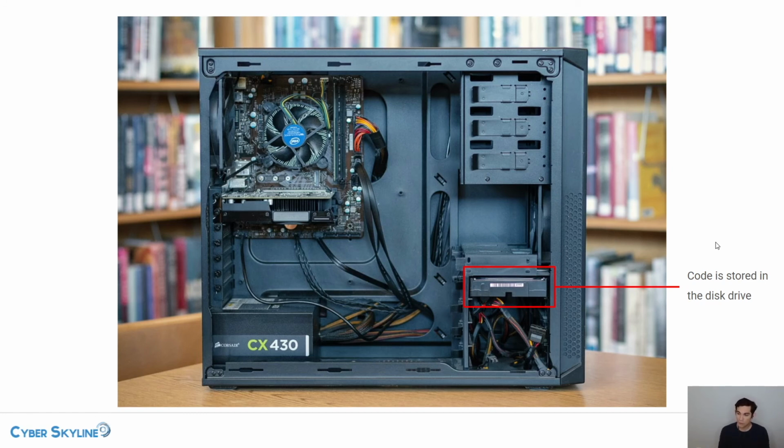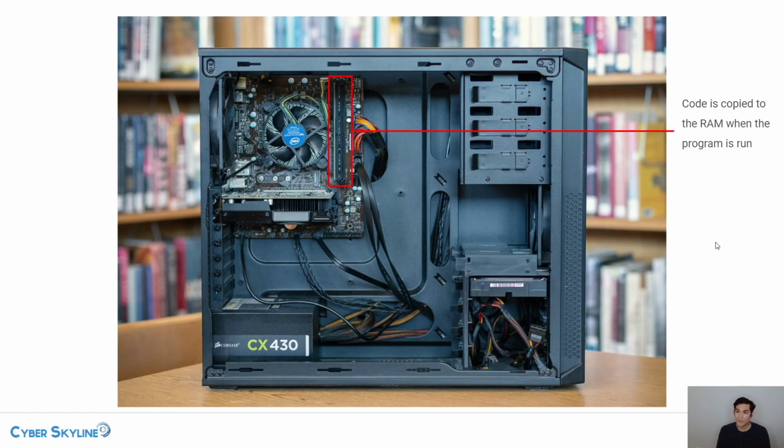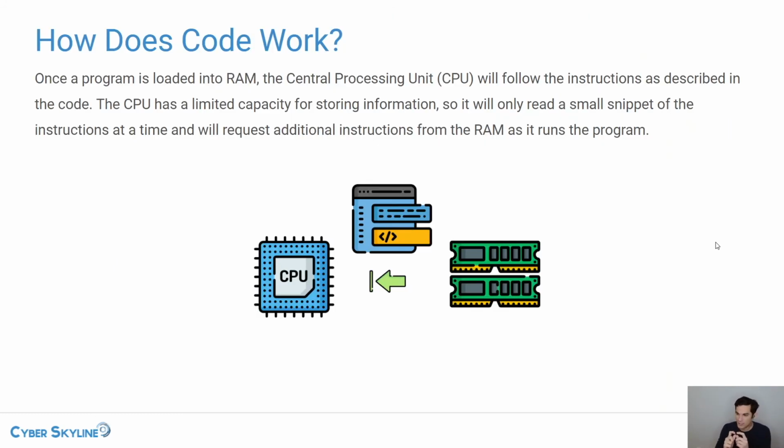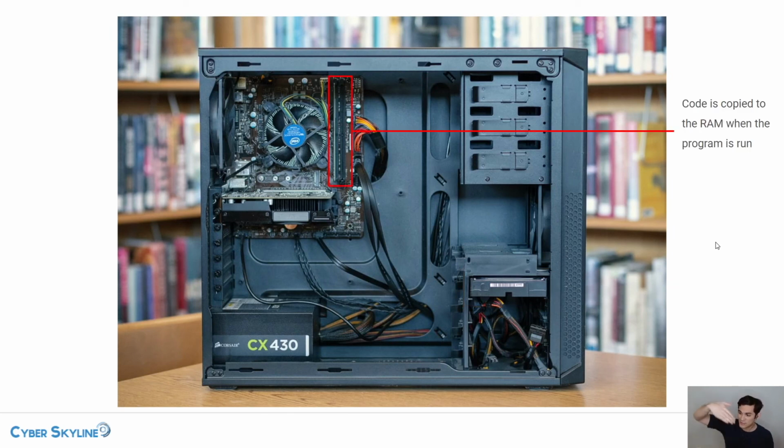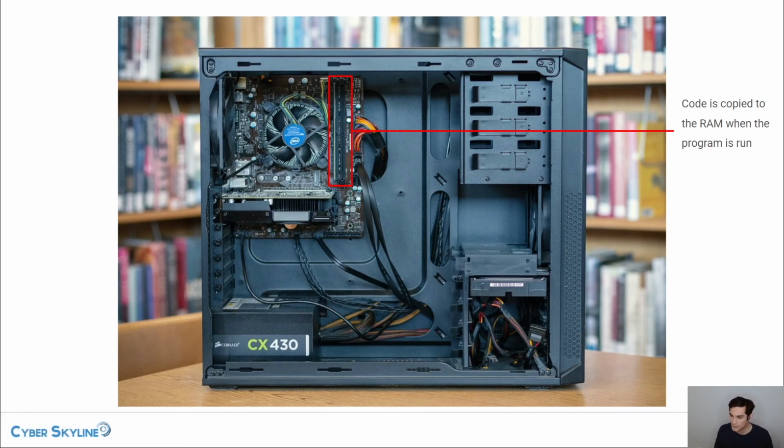Now, when you double click on a program and run it, the data is being transferred from this disk drive to the RAM. And the RAM, I think you might have seen it here, are these very long chips. They get stored in these long slots that are vertical. You can see there's two of them here. That's where the RAM is physically stored, and that is the short-term memory of the computer.